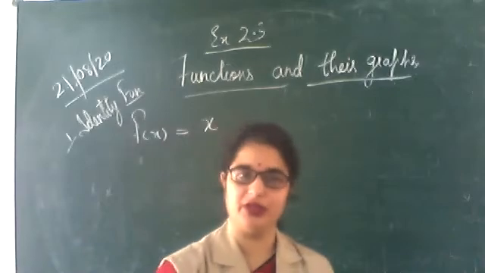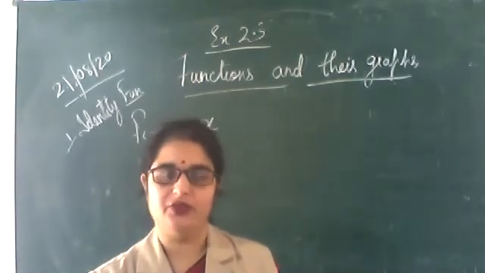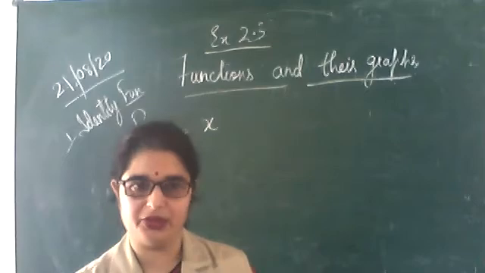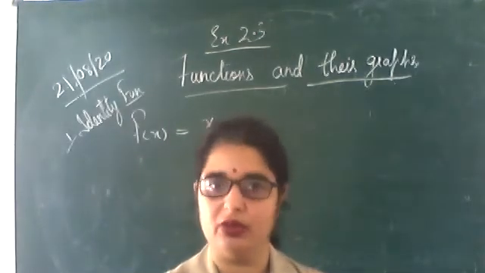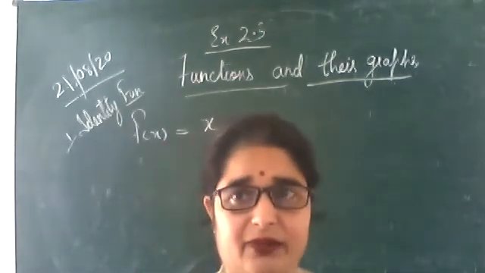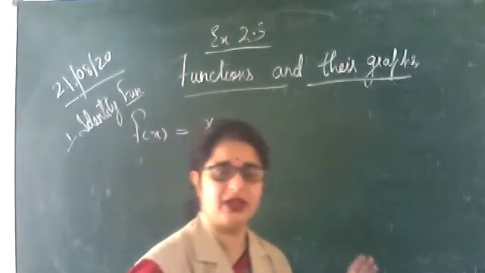I explained functions yesterday. What are functions? When is a relation a function? A function is a special type of relation. When a relation satisfies a particular condition, then we call it a function. This we have studied. Now we will study some functions and their graphs.